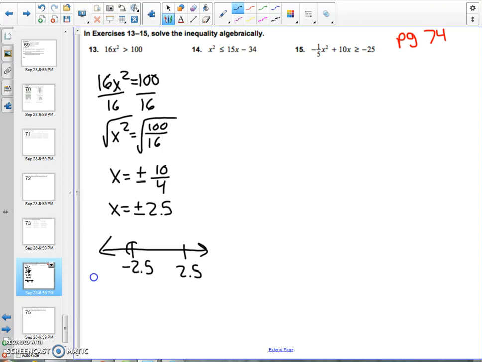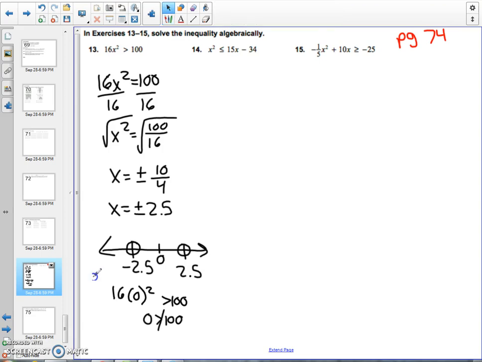Since this is just a greater than, not a greater than or equal to, I'm going to think about those as open circles because 2.5 would not be a solution here. I want to think about whether I'm going to be shading between those two dots or outside of them. To do that, I want to test a number in the middle, and I want to pick something easy. 0 would be pretty easy to plug in. So I'm plugging 0 into my original inequality. I would have 0 is greater than 100, which is not true.